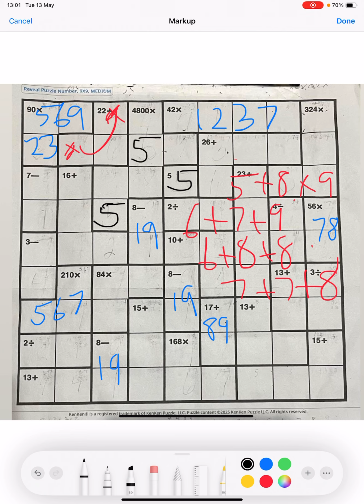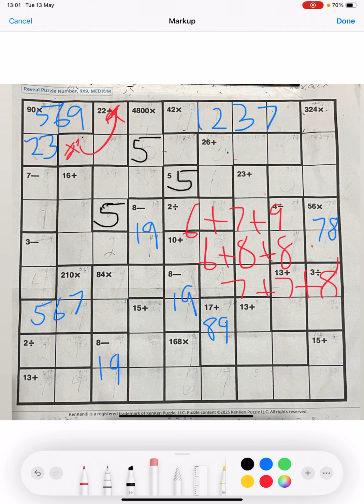So I need a 5 there. That means I could not have a 5. I can't have 2 5s. I could have 1 5 just here. But if I got a 5 in this one, then I'd need a 9 in one of those 2, but I've got a 9 in the column already. So we can rule out 5 plus 8 plus 9.